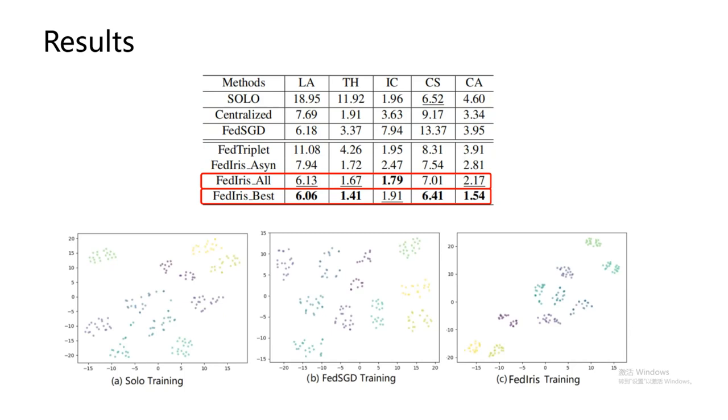Besides, FedIris-all is only slightly inferior to FedIris-best, which is theoretically optimal but unknown beforehand in practice. The visualization demonstrates that FedIris successfully reduced intra-class variance and tightened the intra-class distribution when compared with solo and FedSGD training.